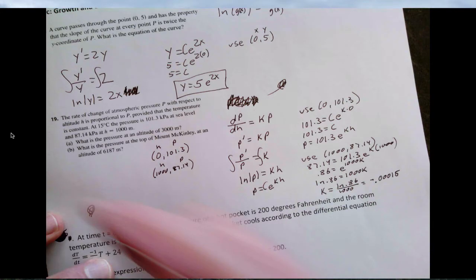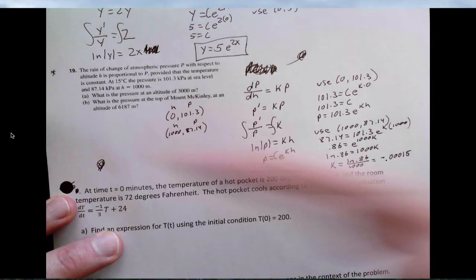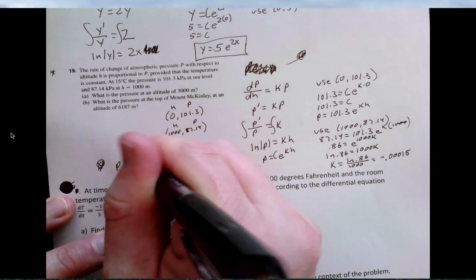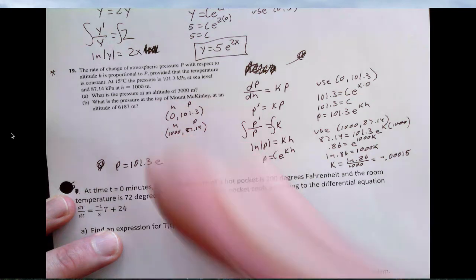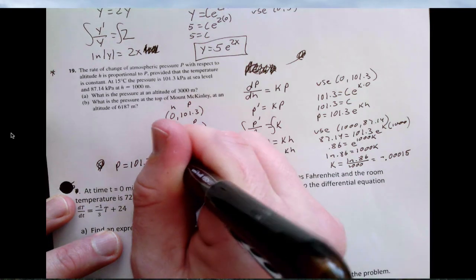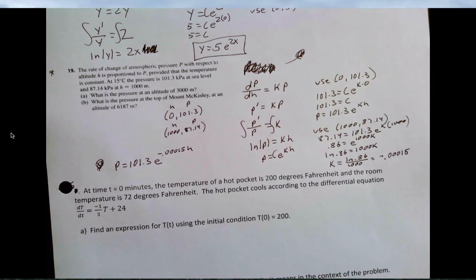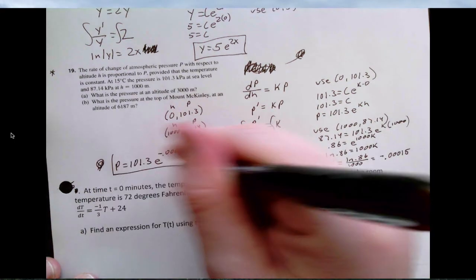It wasn't Y, it was pressure. It was pressure equals 101.3 e to the negative 0.00015 h. And that is our final answer. That one's pretty tough.